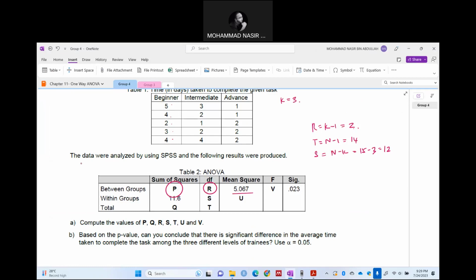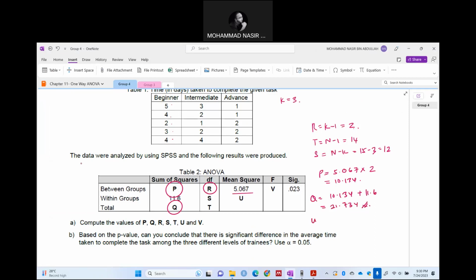So P should be equal to 5.067 multiplied by 2, which is 10.134. So we don't need to calculate from scratch. Okay. And then to find Q, very simple. Q should be equal to 10.134 plus 11.6, so this should be 21.734. Right, very simple, right?